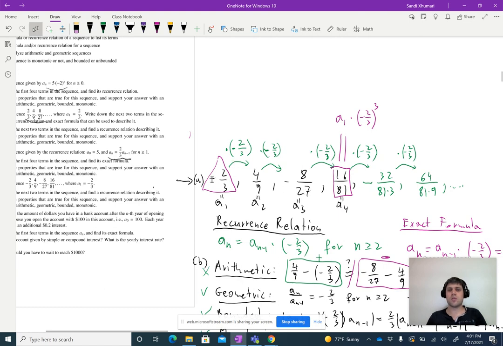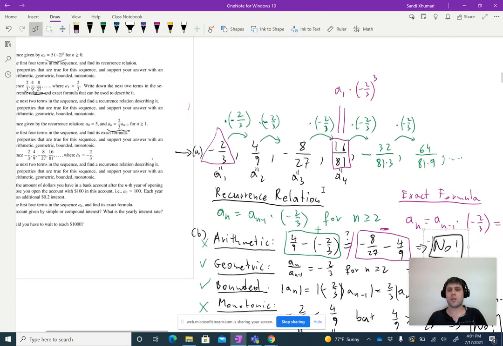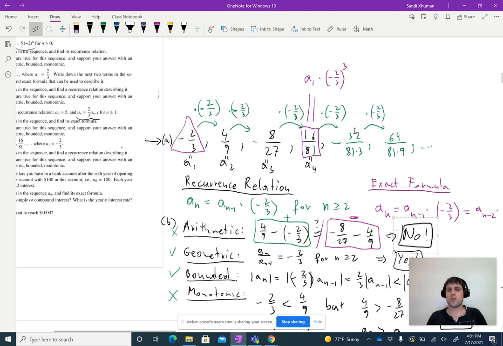And then also the sign is flipping, negative and positive. So it makes sense that in general the whole term we're multiplying by negative 2/3. And if you test it out, that really works out. So hey, we got a purely geometric sequence here. We're only asked for the next two terms here.